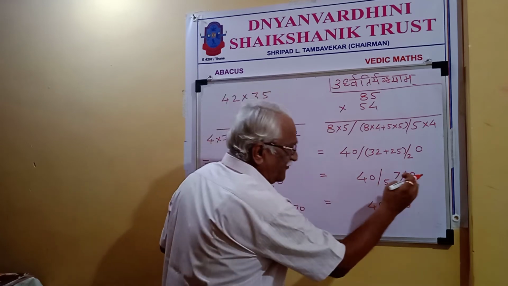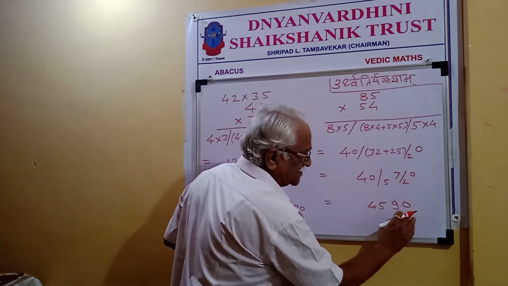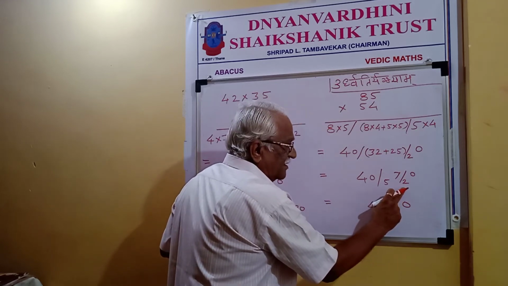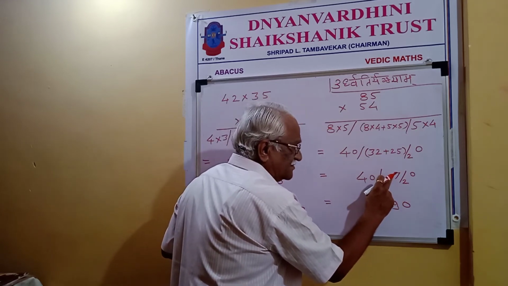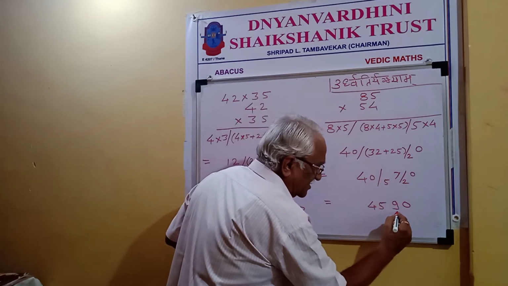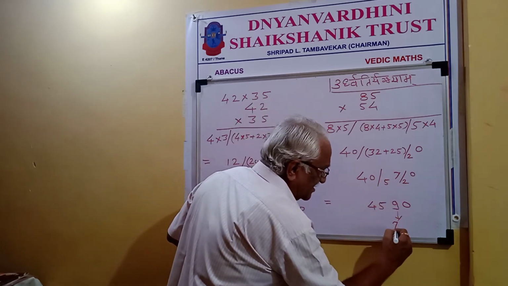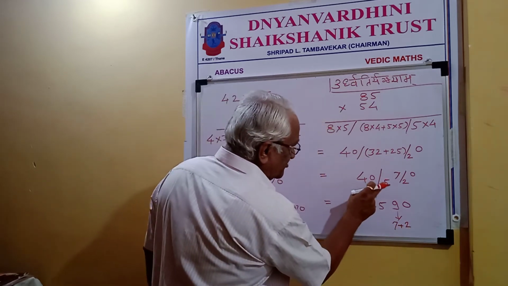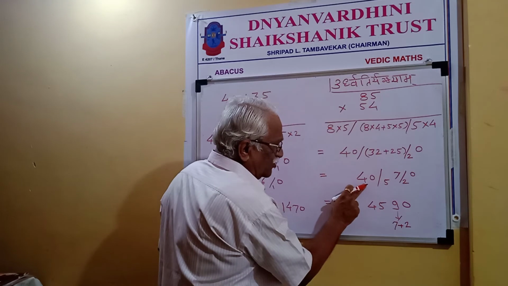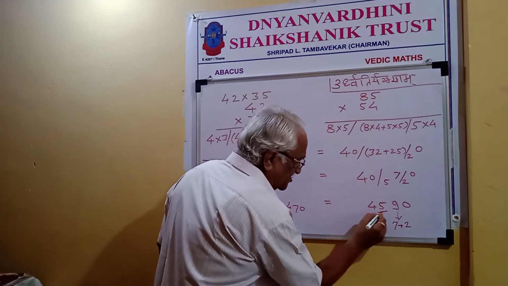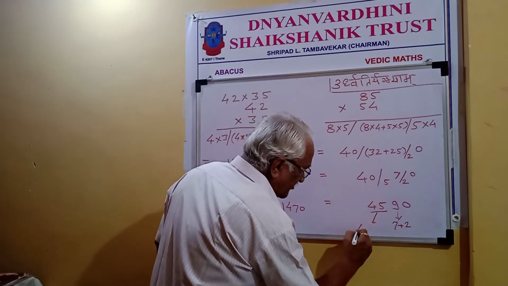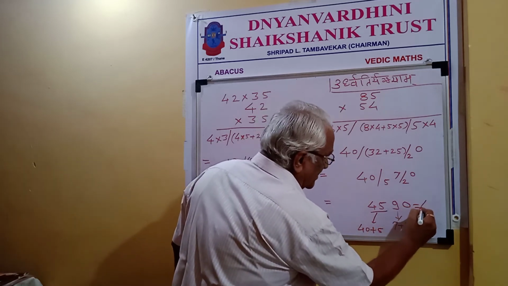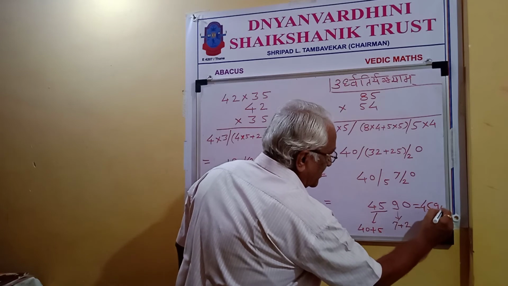Now, while writing the answer, 0 as it is, then this 2 and 7 will be added. So here comes 9, it comes through 7 plus 2. Then this 5 will be carried forward to 40. So it comes to be 45, that is 40 plus 5. So this is our answer, 4590.